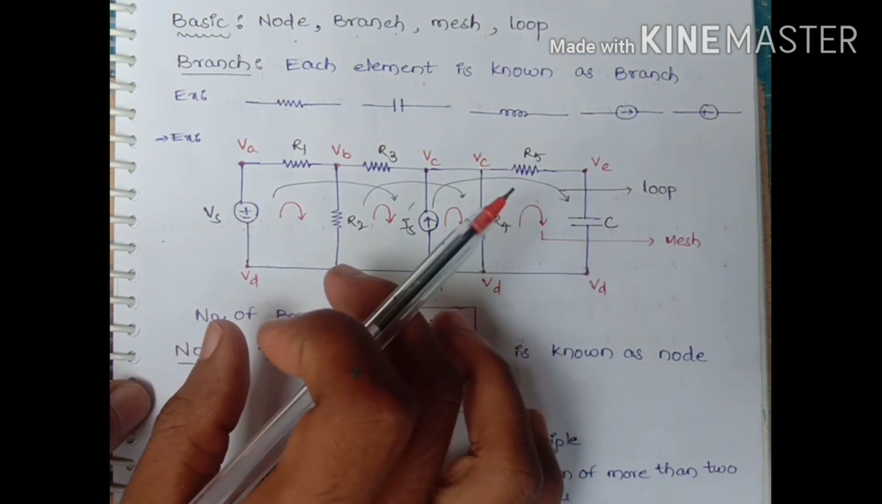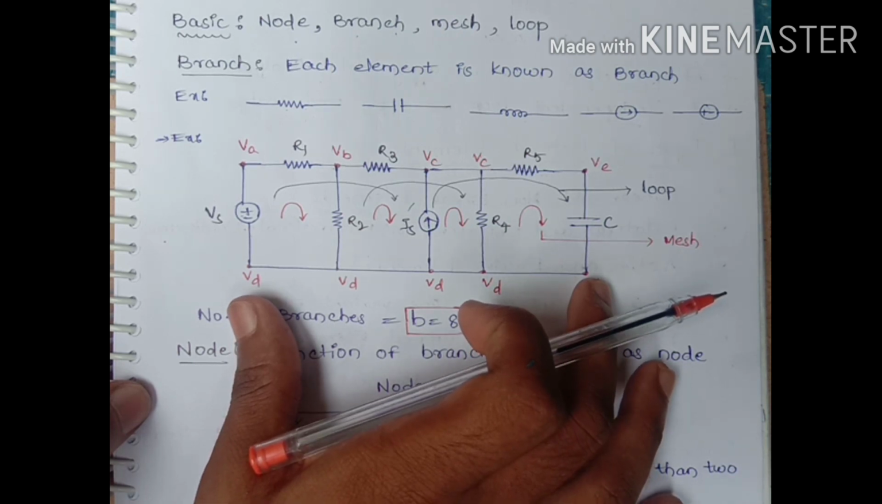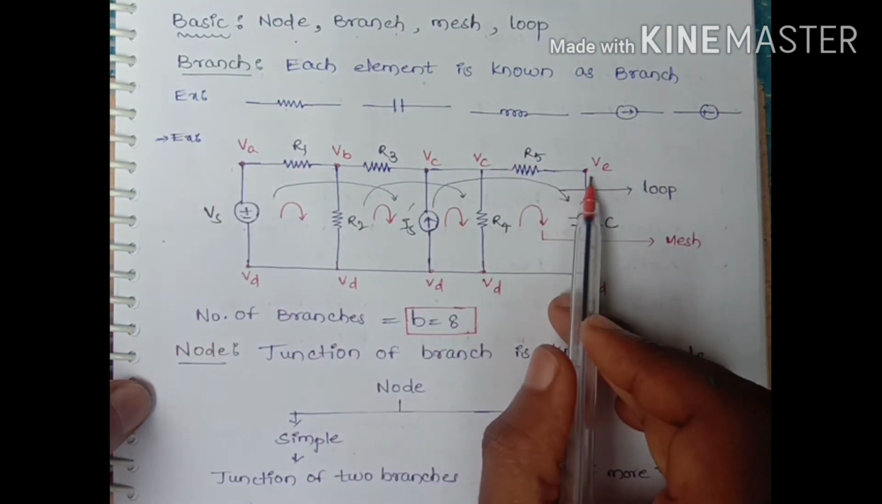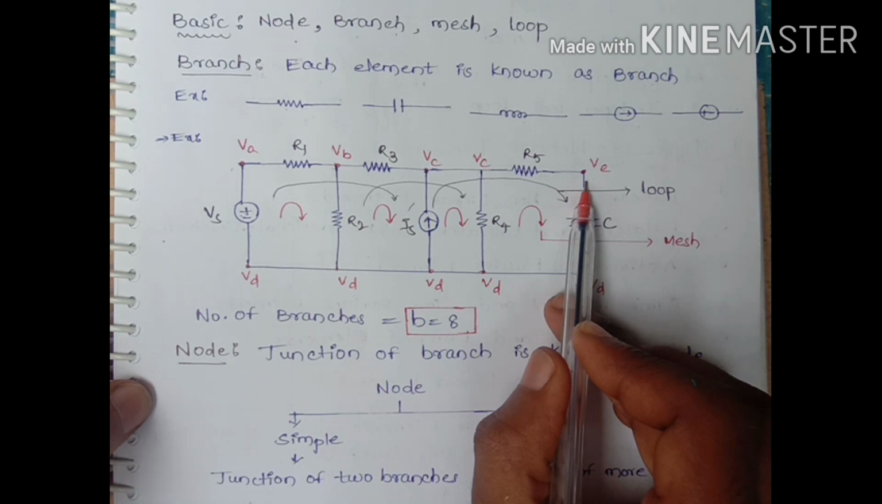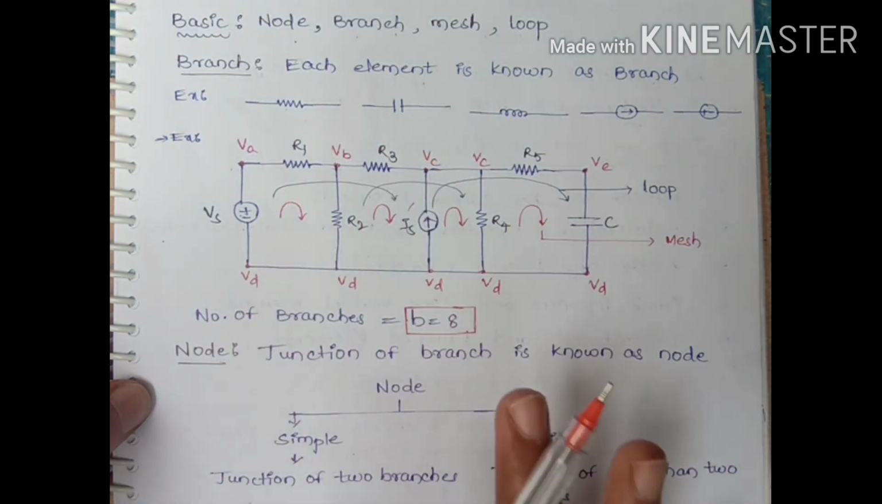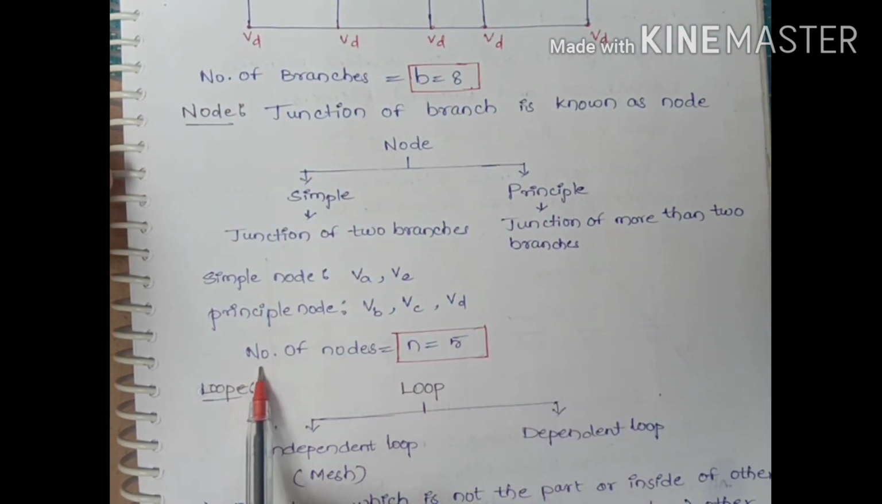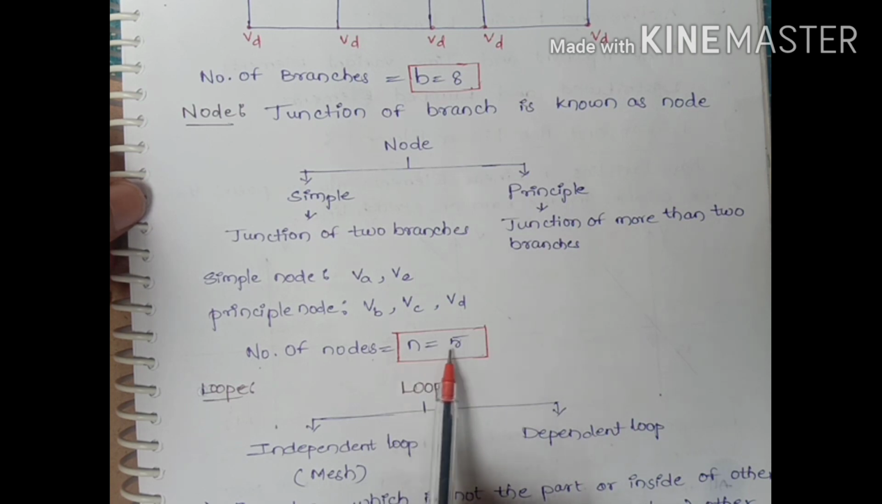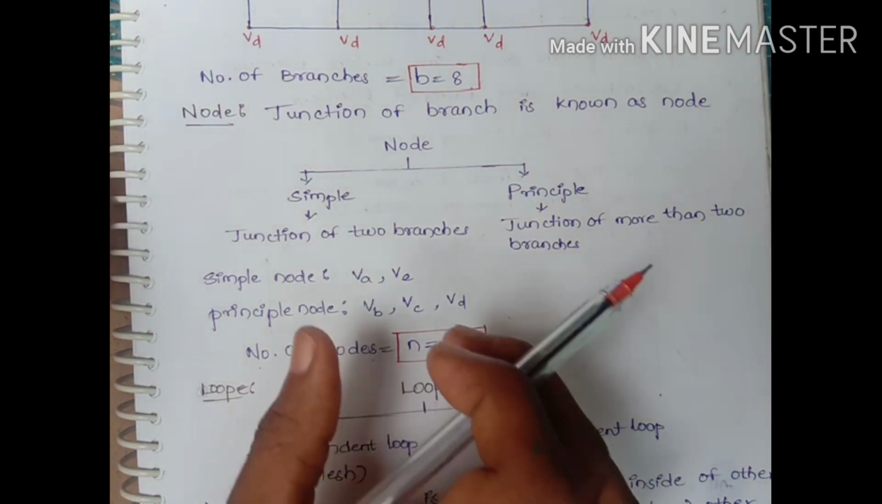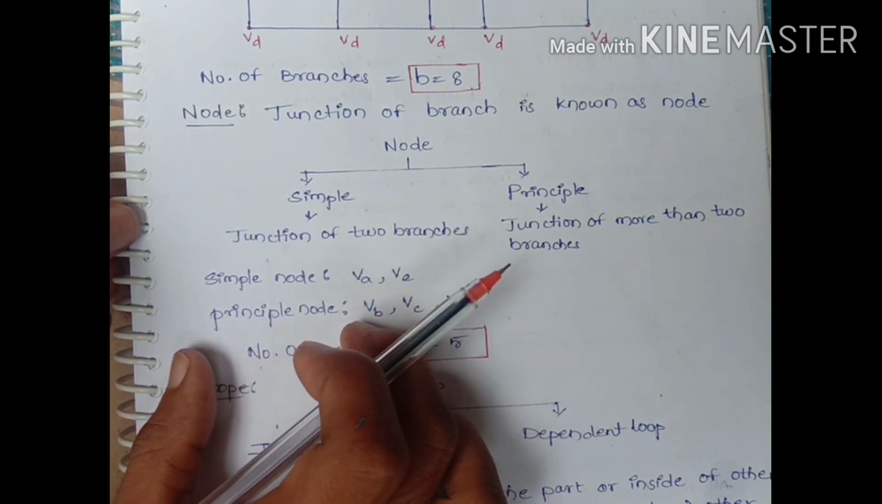Now count how many simple nodes are in this network and how many principal nodes are in this network. VA and VE are the simple nodes in this network and VB, VC, VD are the principal nodes in this network. So the total number of nodes is N is equal to 5. That means the sum of the simple nodes plus principal nodes.